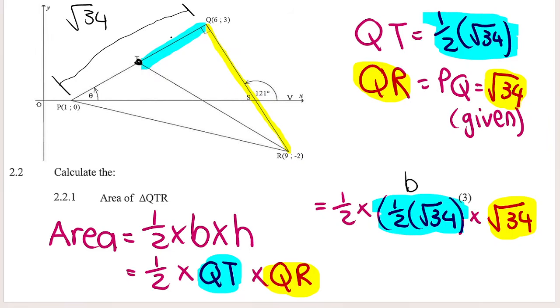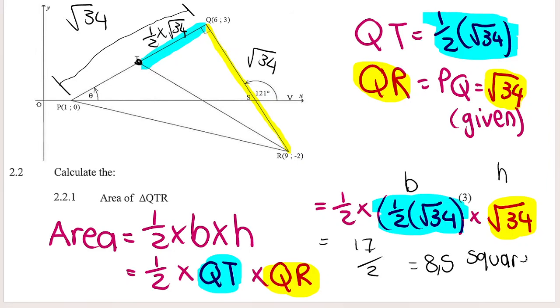T is the midpoint. So this blue section is half times square root of 34. I've highlighted it there in blue. So half times base times height. And the height was QR, which they told me was the same as PQ, which was square root of 34. When we multiply those together, we get an area of 17 over 2, which is 8,5 square units. They don't tell me the units, so we're going to say square units. Remember, when you're calculating area, you're going to get square units.